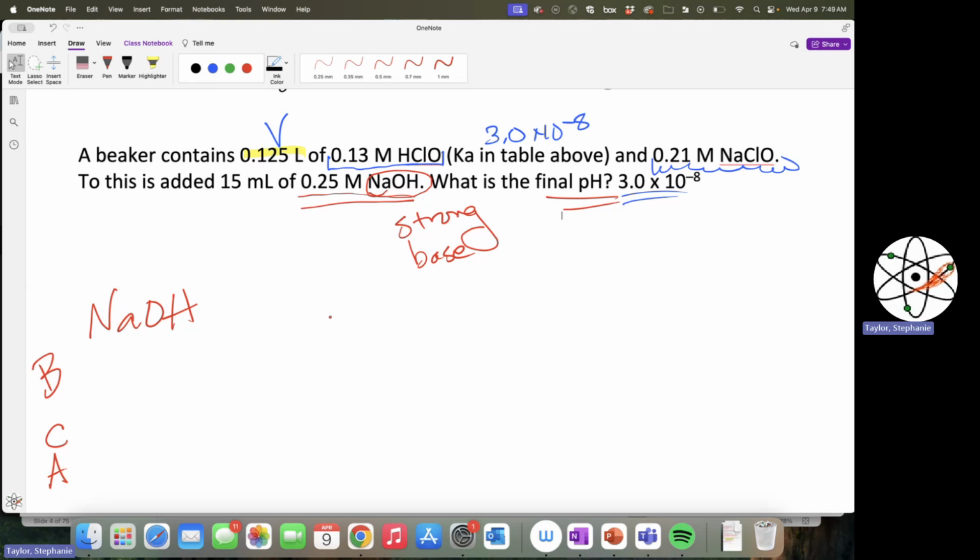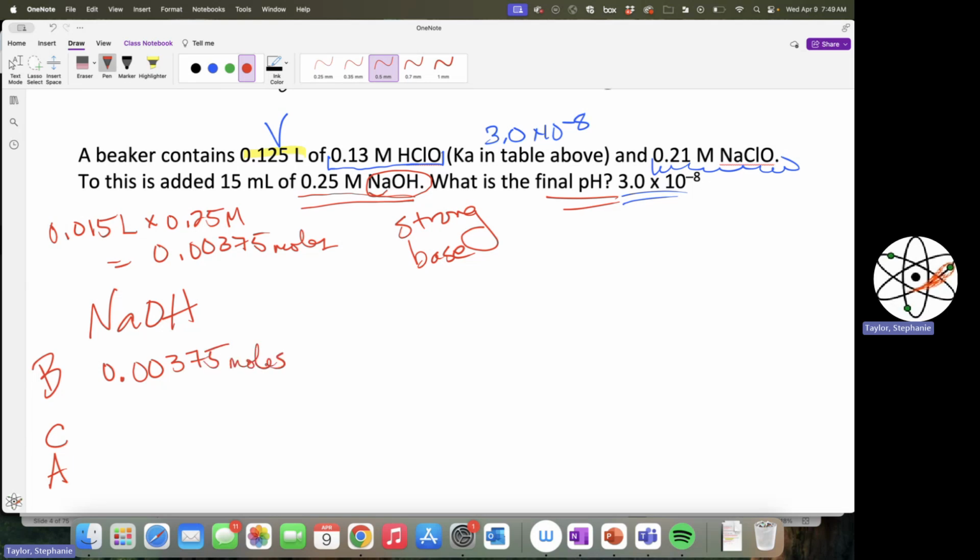It won't work. So I take 0.015 from my volume and 0.25 for my molarity to get moles. That's 0.00375 moles. BCA table is always in moles. So I have a strong thing, so that's in moles. Cool. Now, I have two things. I have HClO and I have NaClO.